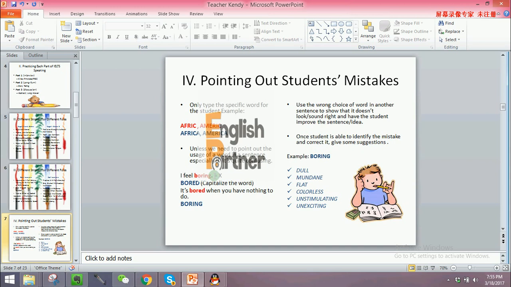Like in this word, bored or boring, for example, the word boring, I give them alternative words like dull, mundane, flat, colorless, unstimulating, or unexciting. Yeah. So I don't only supply them with all these vocabulary words or alternative words, but I also let them try to create another or a new sentence using any or some of the new words that I gave them.